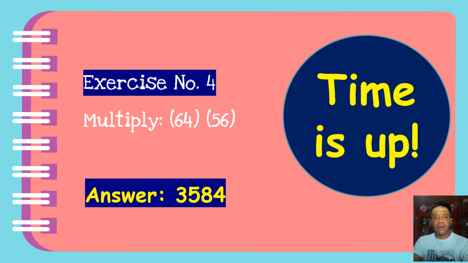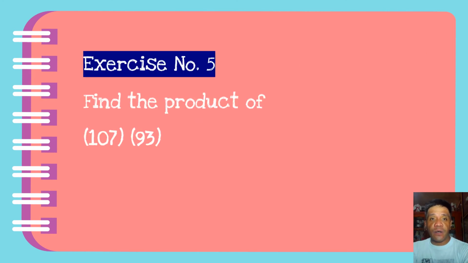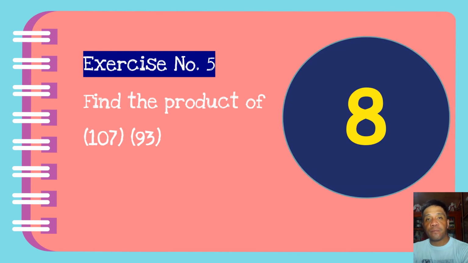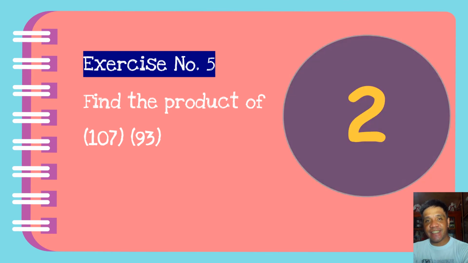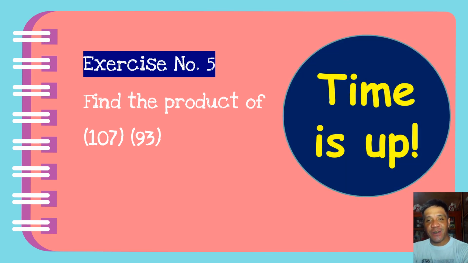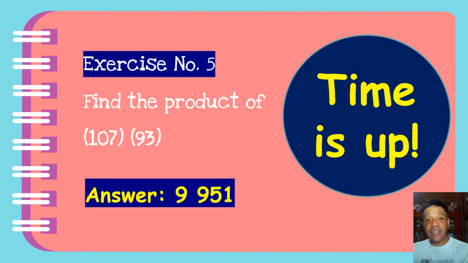Okay, the last problem that I will give you. Just try. Never say no. Just try to check if it's correct. Okay, find the product of 107 times 93. Or again, find the product of 107 and 93. Timer starts now. Okay, what would be your answer? The answer must be 9,951.